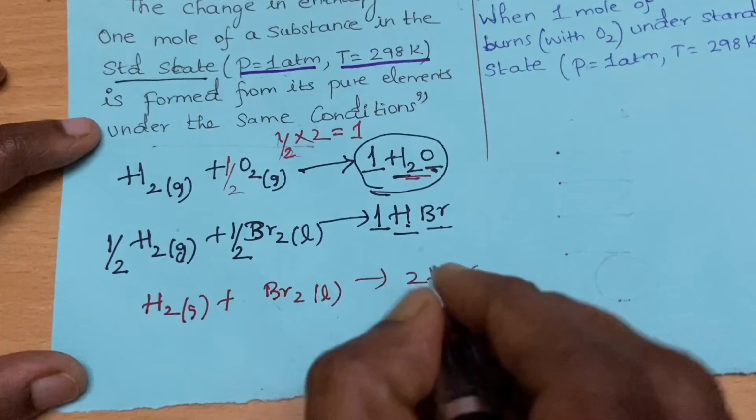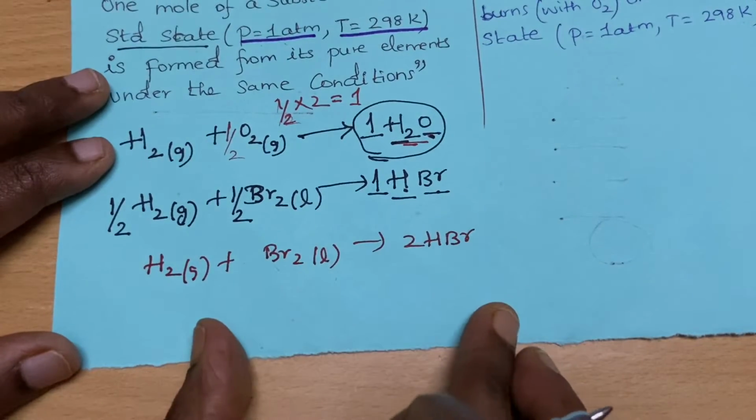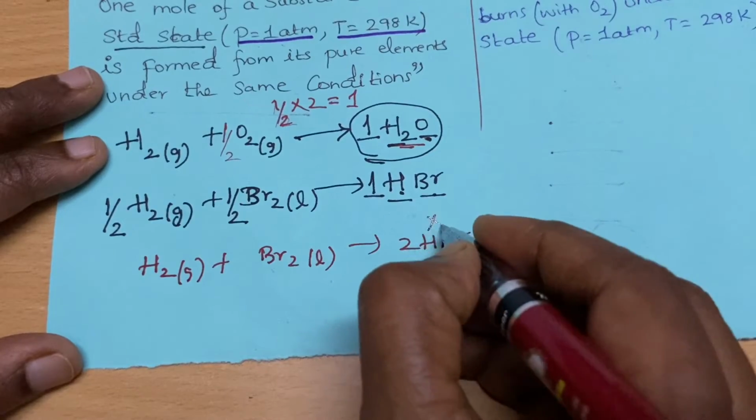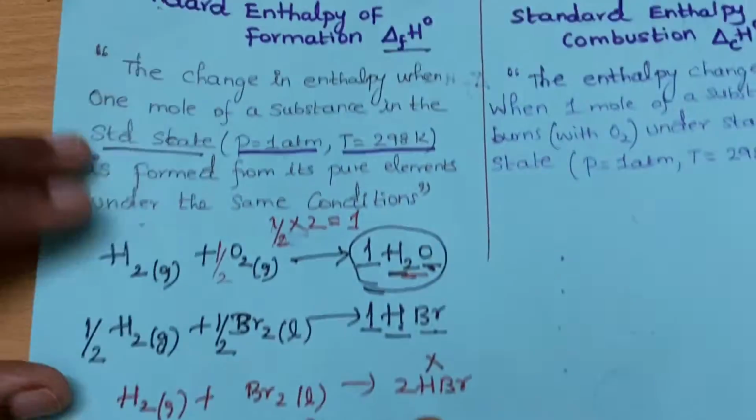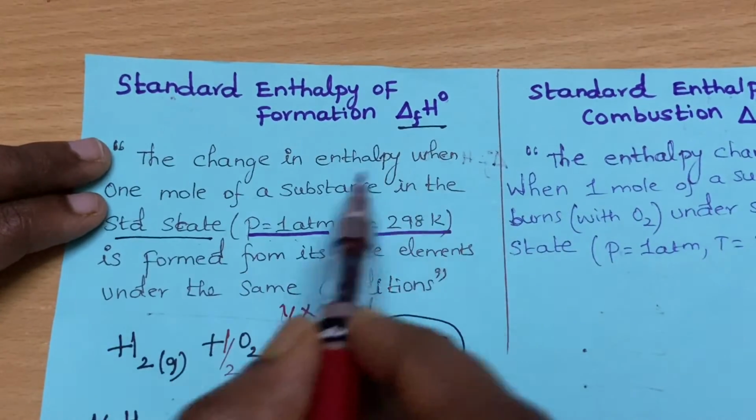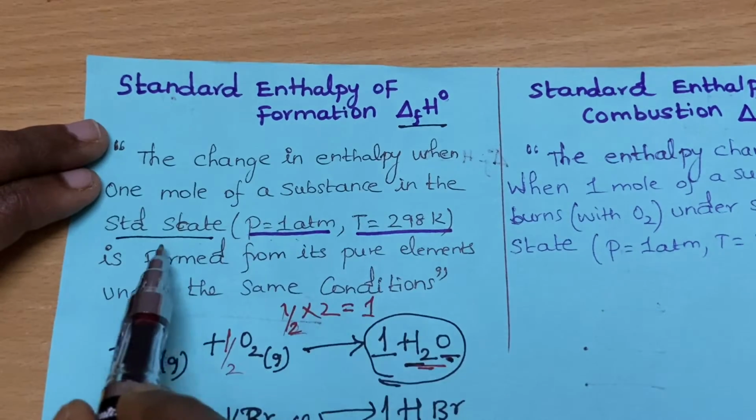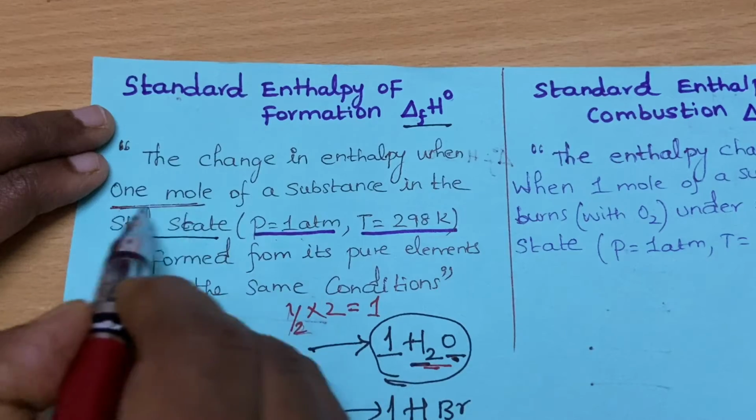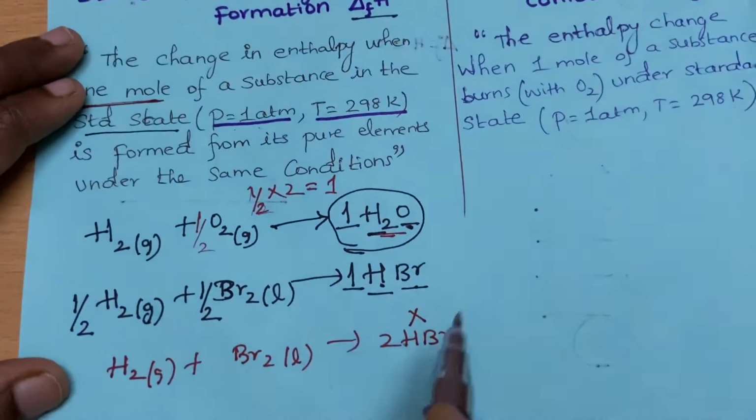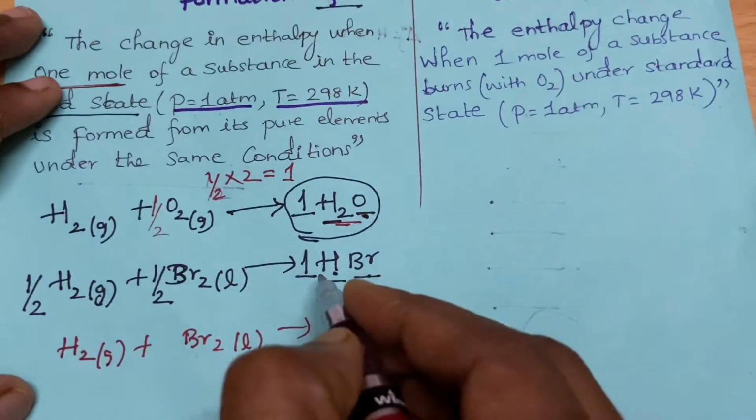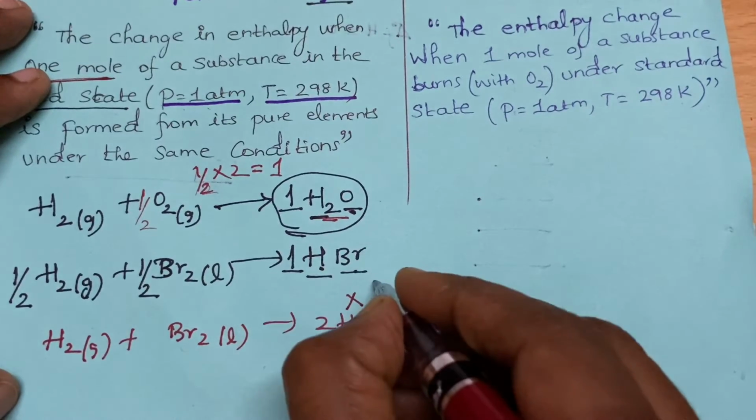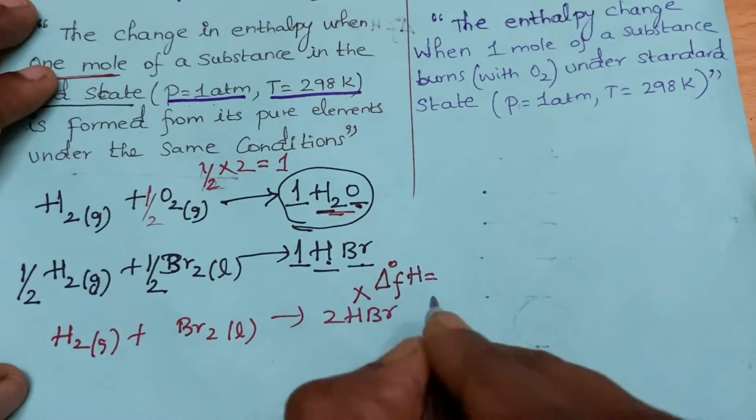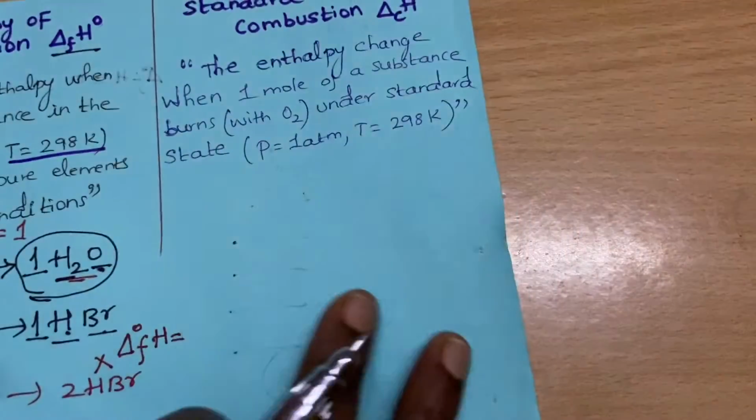You can ask me, ma'am, this is also balanced, why can't we write like this? No, you can't write like this for standard enthalpy of formation. What does it say? The change in enthalpy when 1 mole of a substance in the standard state. See, the change in enthalpy when 1 mole of the substance. Okay, only 1 mole. So the energy involved in preparing 1 mole of the substance is considered as enthalpy of formation. Okay, students.